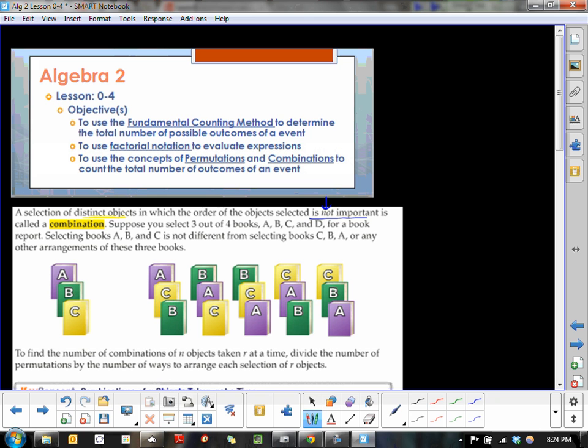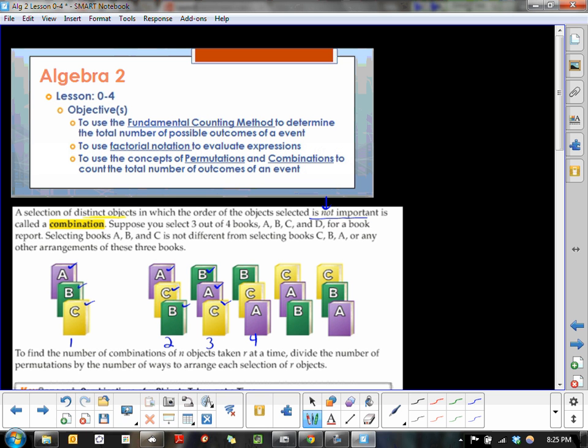So the example they give us of the combination is, suppose that you select 3 out of 4 books. We have 4 books, A, B, C, D, for a book report, and we chose 3 of those 4 books to use. So we chose books A, B, and C. Now, we use these 3 books in our book report, but if we use books A, B, C, our book report doesn't come out different if we chose book A first, then C, then B. That is our second one. Or a third, which is B, A, C. If we use them in that order, we'd still come up with the same book report.